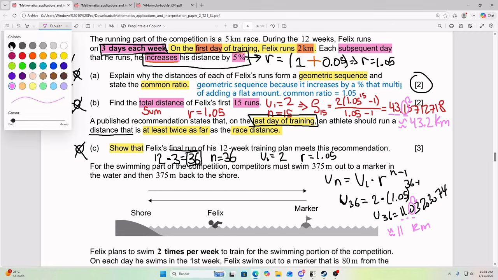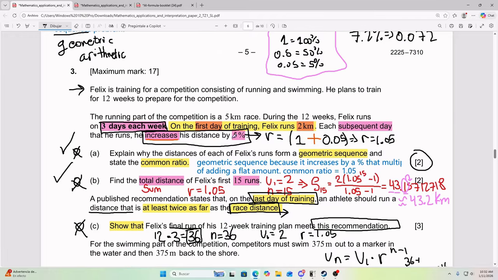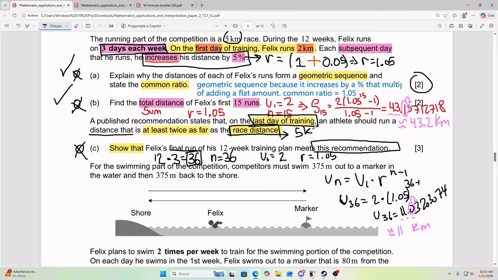this was for identifying how much he ran on the last run. What we need to show is that Felix's final run, which is this 11 kilometers, meets this recommendation. And the recommendation was that an athlete should run a distance that is at least twice as far as the race distance. So, what is the race distance? The race distance, ladies and gentlemen, is 5 kilometers. And so from here, clearly 11 kilometers is greater than 5 kilometers. So bada bing, bada boom, you're good to go. And you're finished with part C.